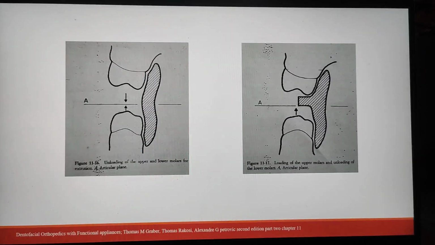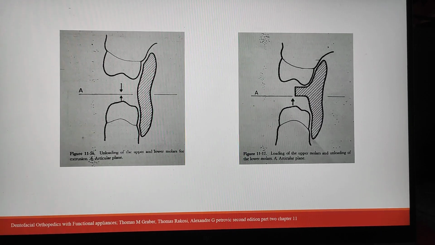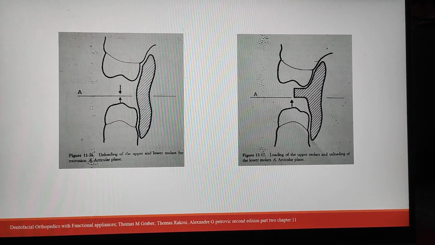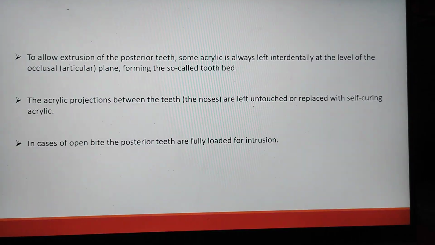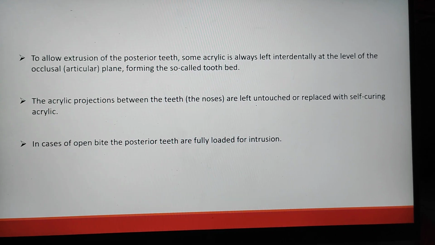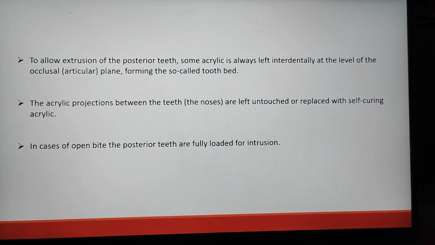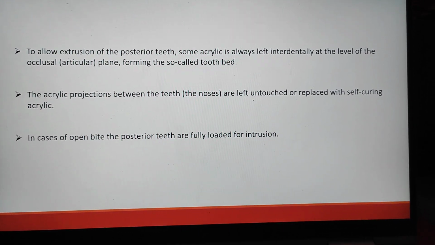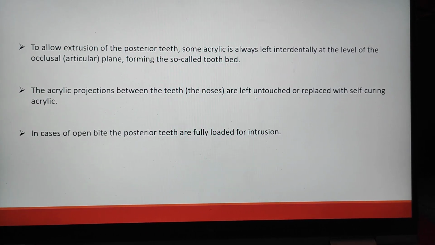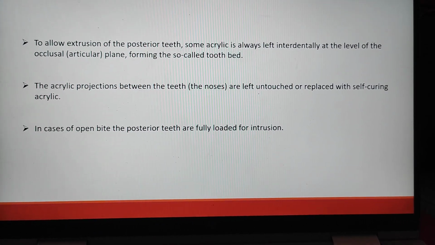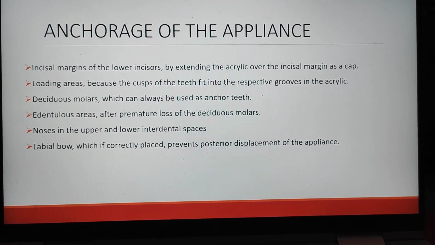In this diagram, we can see in the first diagram, the unloading has been done, which will allow for the eruption of both upper and lower molars, whereas in the second diagram, the unloading has been done on the lower molar, allowing only for the eruption of the lower molar. To allow extrusion of the posterior teeth, some acrylic is always left interdentally, forming the so-called tooth beds. The acrylic projections between the teeth are left untouched or replaced with self-cure acrylic, and in cases of open bite, it makes sure that the posterior teeth are fully loaded to allow for intrusion of the teeth.